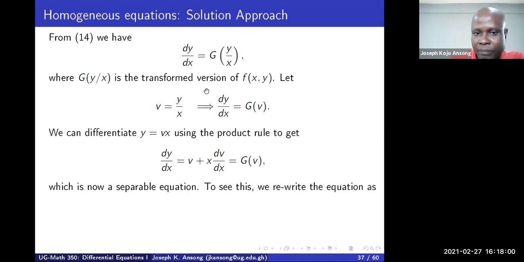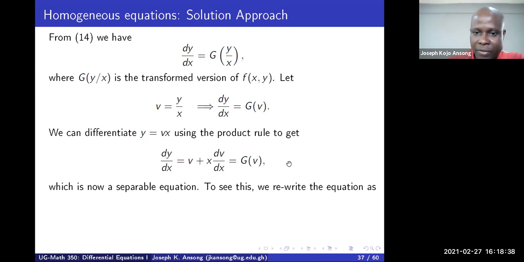Then, of course, if this is v, it means dy/dx is equal to g as a function of v. Because v is equal to y over x, it also means y is equal to v times x. And we can differentiate this using the product rule. If I differentiate x and leave v, I get dy/dx equals v plus, leaving x and differentiating v, x dv/dx. But dy/dx is g(v), so I get g(v) here. Basically, from these two expressions, I can take v to this side, then I can separate variables.